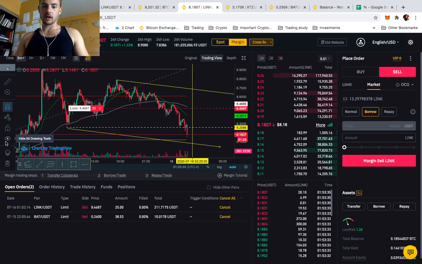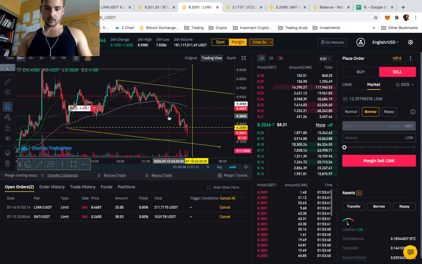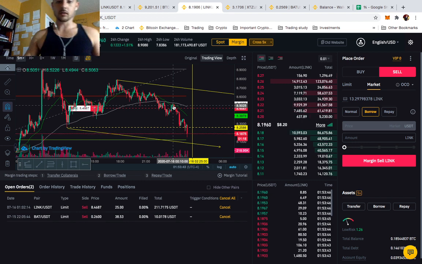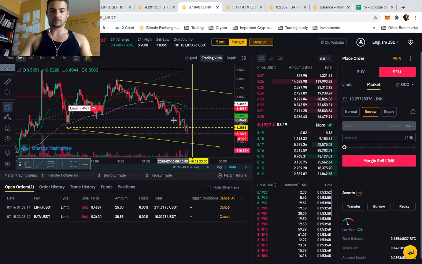We'll see what happens, because whenever we get a pump upwards with low volume, it basically just tells you it's a good short, it's a good sell. Okay, so right now all these guys are selling right now.